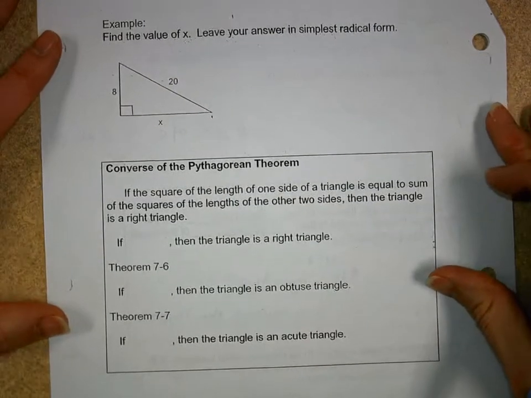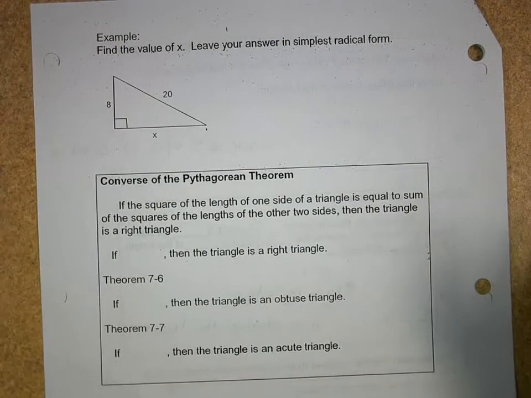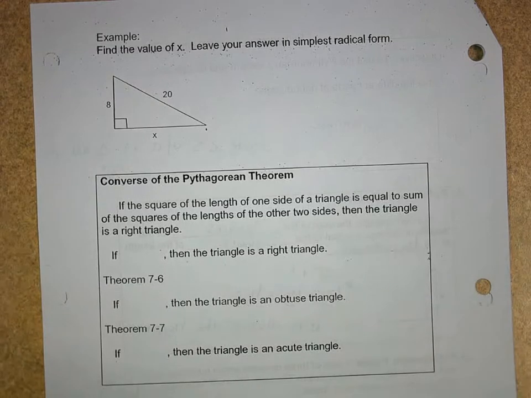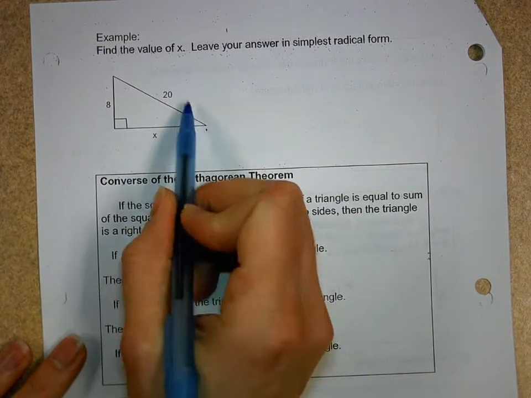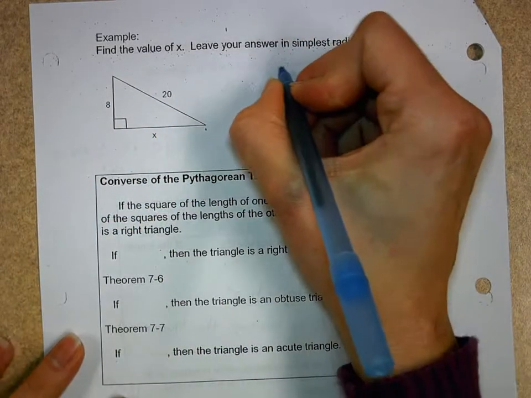All right, scholars, here we go with the next one. It says find the value of x. Leave your answer in simplest radical form. First of all, I want to emphasize, if that's not a right triangle, the Pythagorean theorem means nothing to us. So we're going to go ahead and say, okay, that's a right triangle. I can use the Pythagorean theorem.